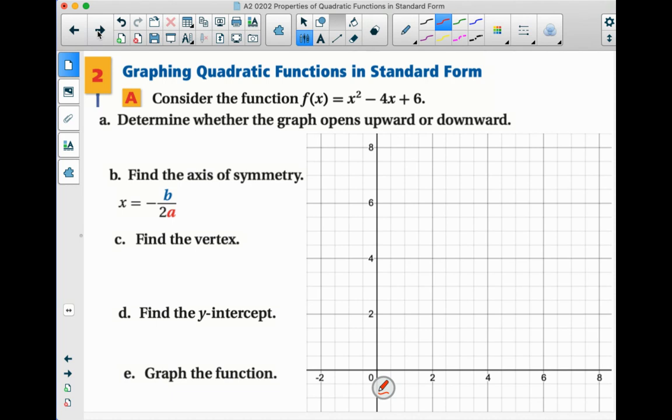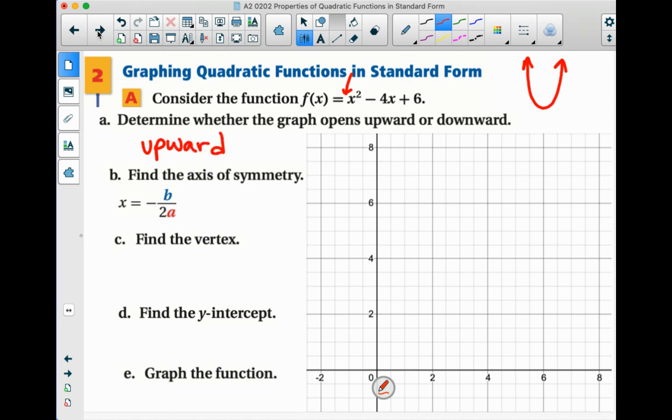Determine whether the graph opens upward or downward. Really, you just have to look right here. If it's positive, then it's going to open upward. And if that was negative, it would be facing downward. Okay, so we know that. Here, we'll write it upward.